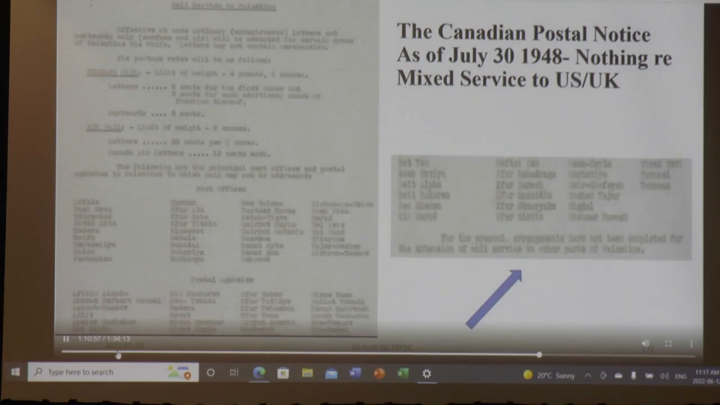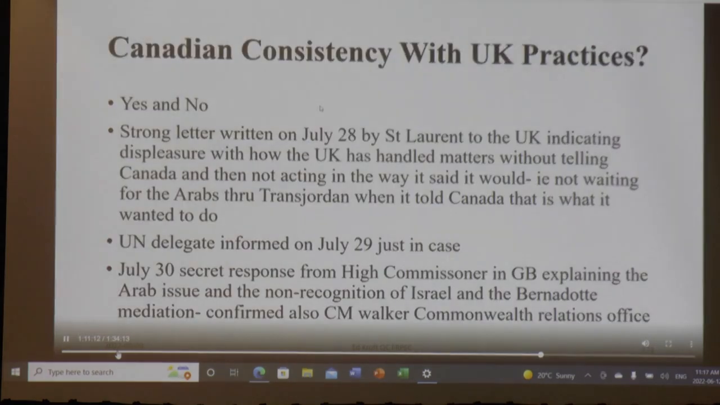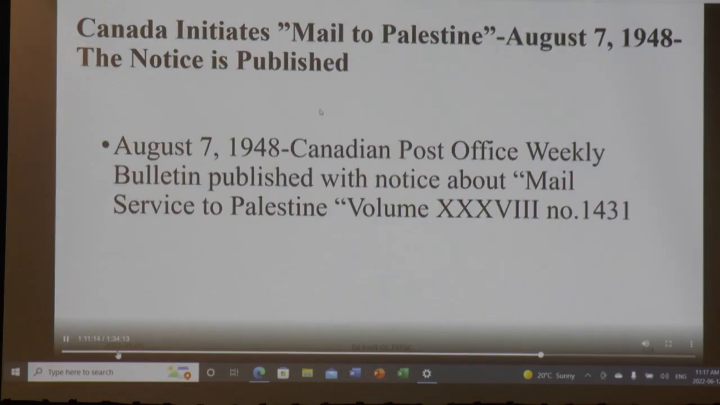They still say that arrangements to other parts of Palestine, notice there's no reference to Arab-controlled anymore. It just says other parts of Palestine, because they've adopted the postal offices from the Jewish-controlled areas for surface mail and for air mail. So, and I'll skip this one.